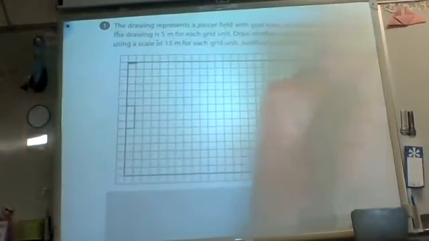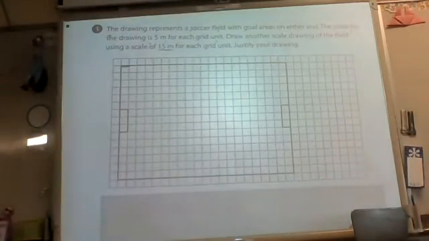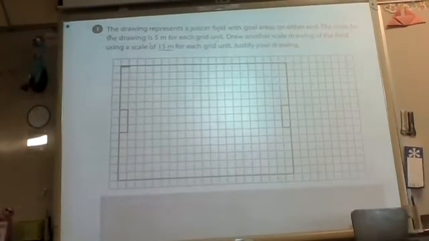You are going to draw another scale drawing of the field using a scale of 15 meters for every grid. Justify your drawing. And so when you take this up and write this on the board, you're going to draw the soccer field with the new dimensions. That's all you have to do. Okay? All right.